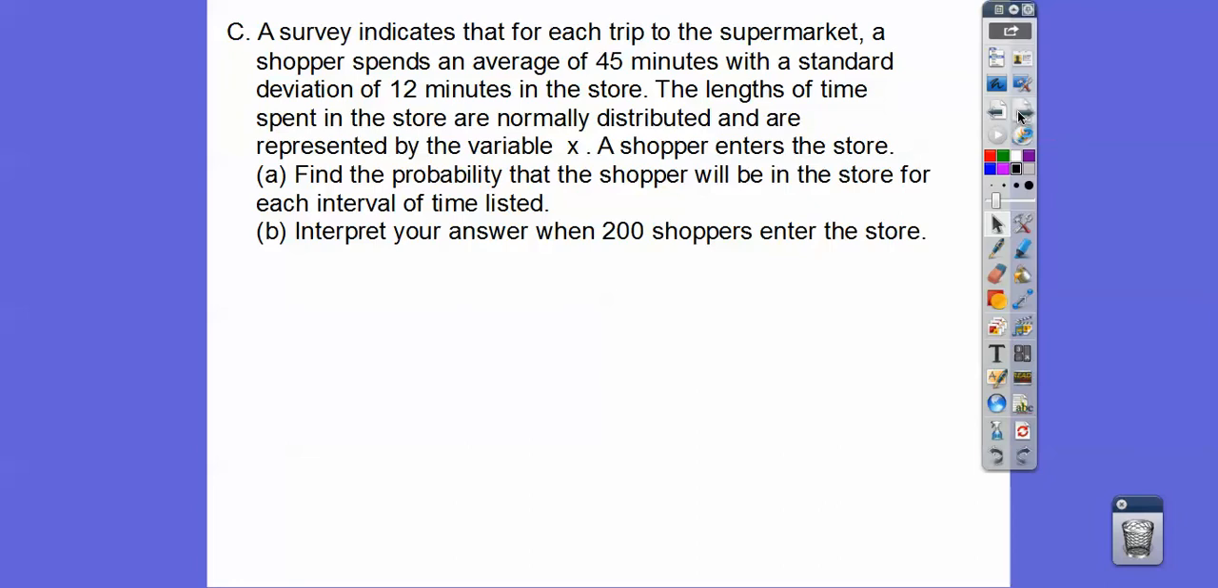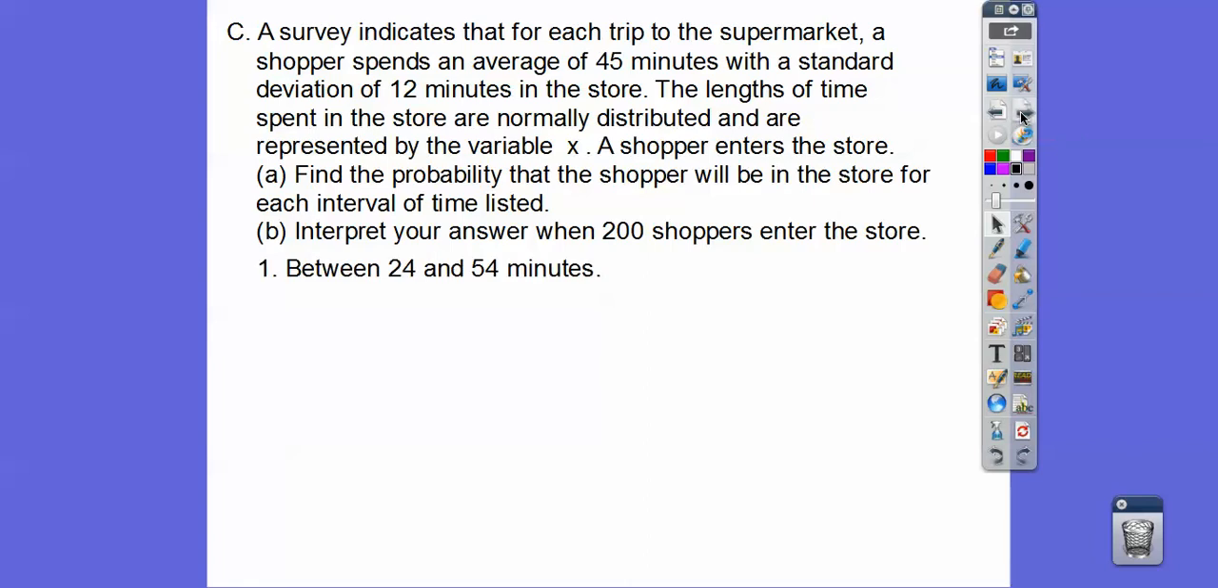All right, so a survey indicates that for each trip to the supermarket, a shopper spends an average, there's our mean, of 45 minutes with a standard deviation of 12 minutes. The length of time spent in the stores is normally distributed, there's our magic word, and is represented by the variable x. So a shopper enters the store. Find the probability that the shopper will be in the store for each interval of time listed, and then interpret that answer when there are 200 shoppers in the store.